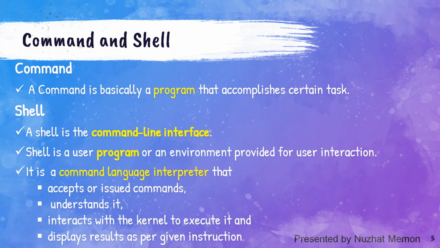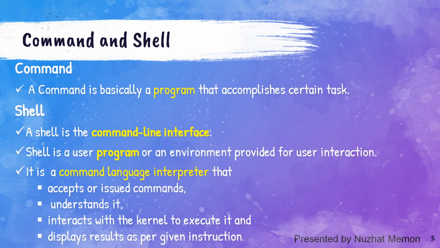So we can say that a command is basically a program that accomplishes certain tasks. A command is an instruction given by a user telling a computer to do something. Once you type a command in the command line and press the enter key, it will pass that command to the shell. Now we will learn about shell.